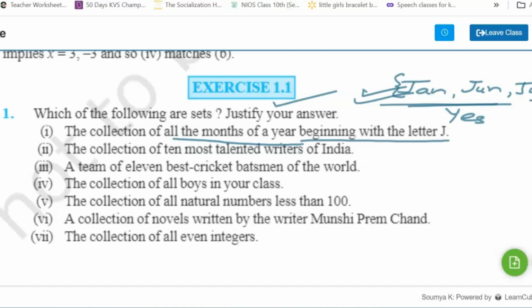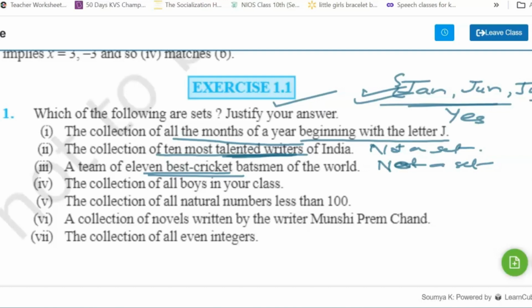Let's see the next one. The second one is collection of 10 most talented writers of India. So this is not a countable thing. You cannot say who is more talented, who is less talented. This cannot be put inside a set. So this is not a set. Next one is a team of 11 best batsmen of the world. So again, not countable. So not a set.